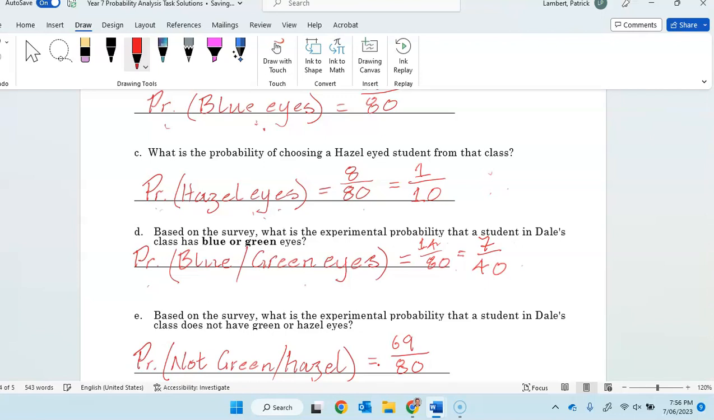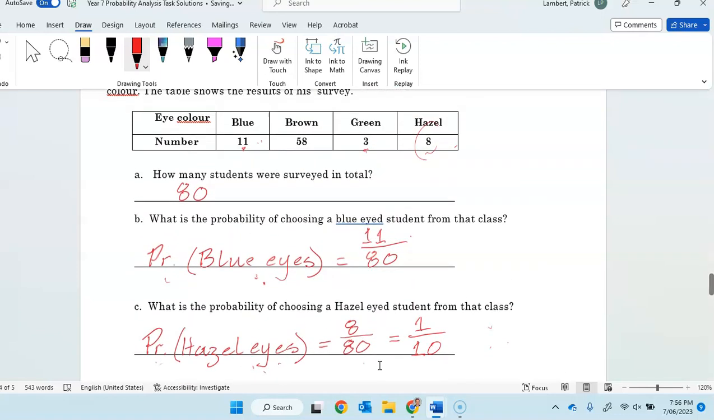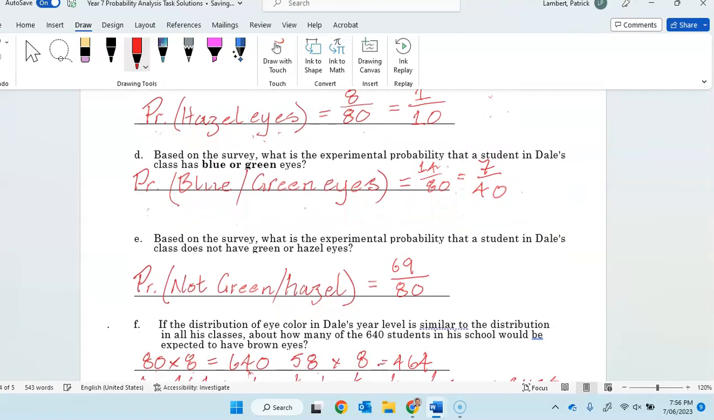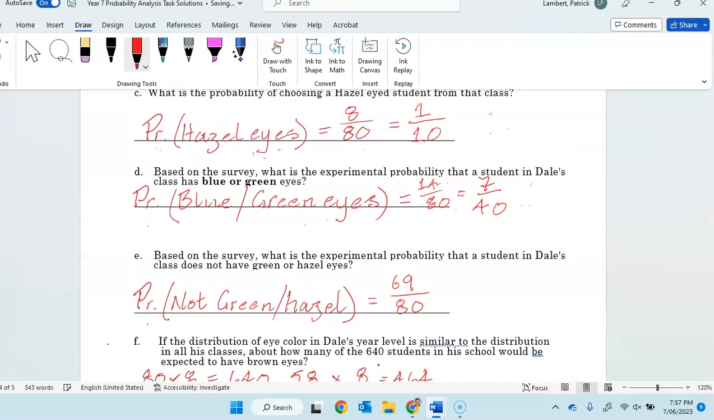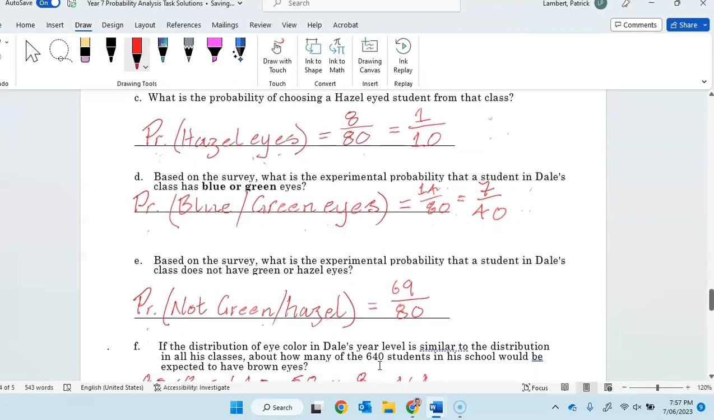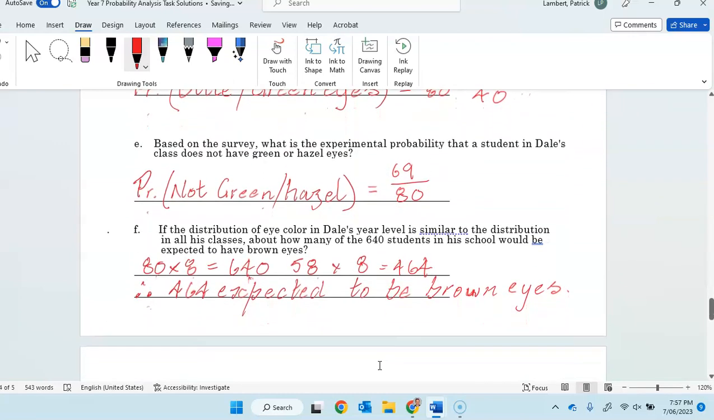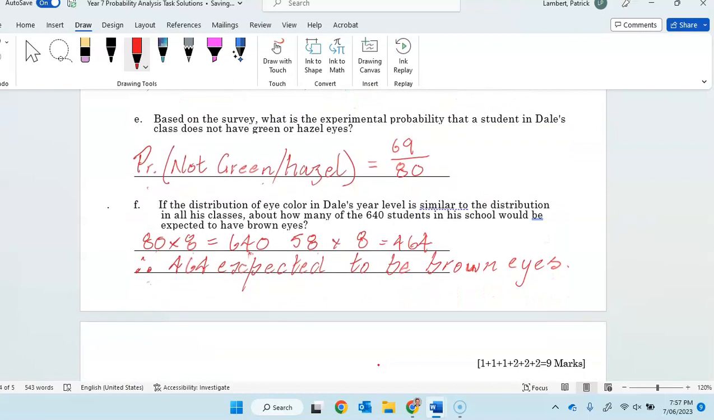What's the experimental probability that a student has blue or green? So blue or green, blue is 11, green is 3, that's 14 in total, 14 in 80. Probability of blue or green, 14 in 80 reduces down to 7 in 40. Probability of not green or hazel. Probability, the event in a bracket, and it's 69 because there's 11 that are, so there must be 69 that are not. 69 in 80, can't reduce that down.